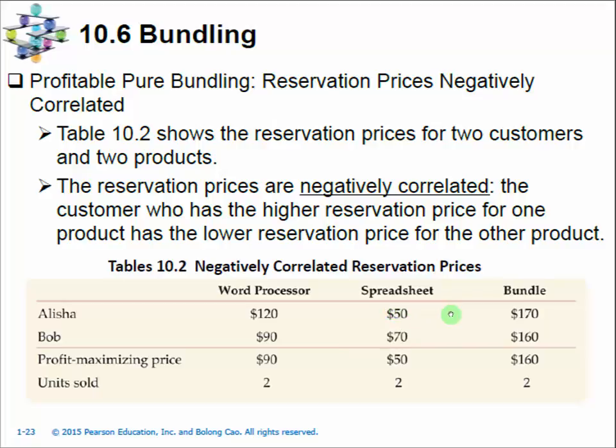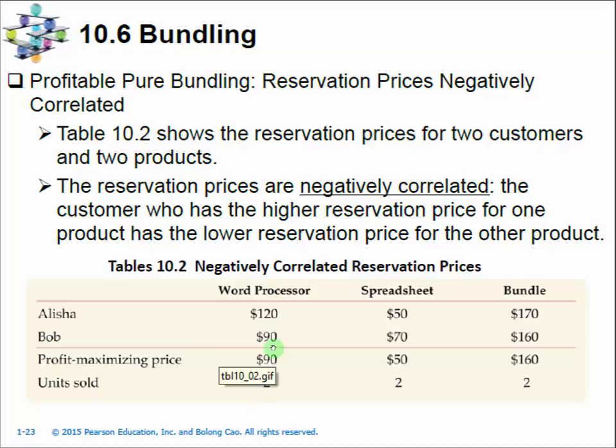Now, if we put their reservation prices on the word processor and the spreadsheet together, we see that for the bundle, Alicia would pay $170 and Bob would pay 90 plus 70, $160. And now let's compare pricing the products separately and pricing using pure bundling.